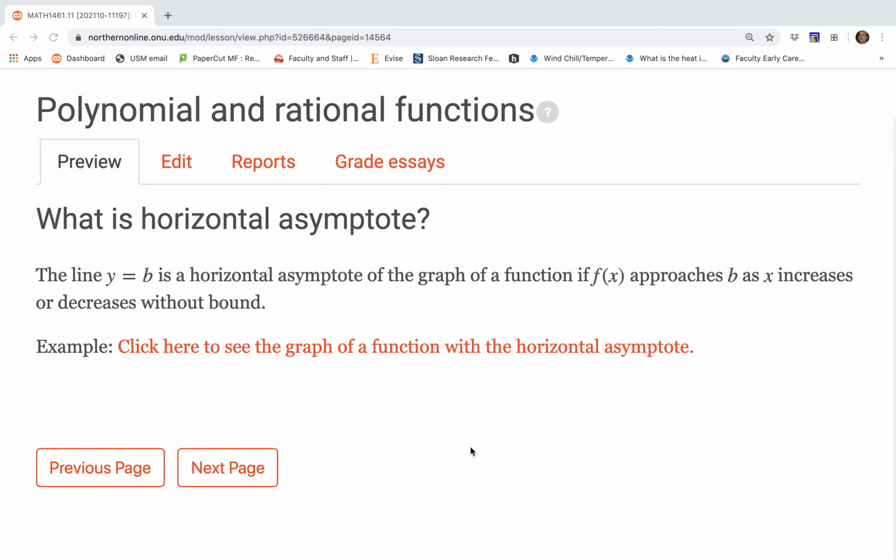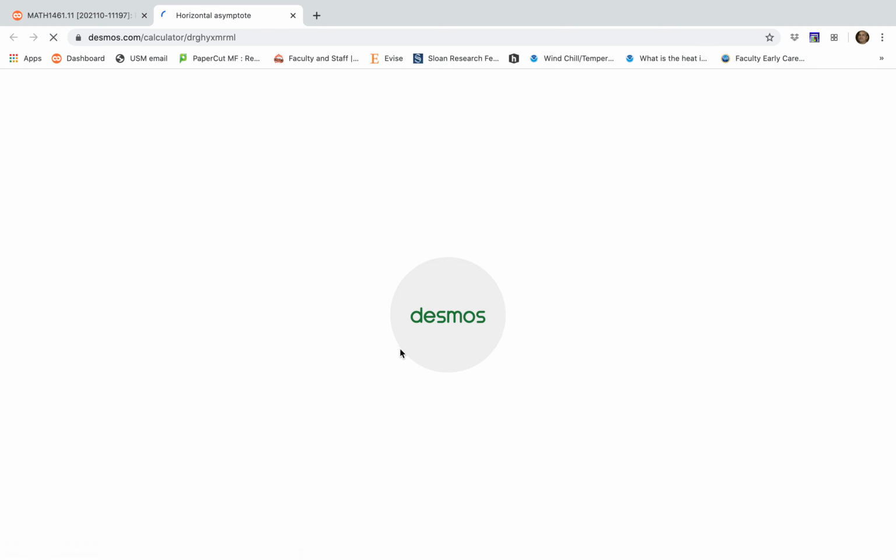Alright, now we will learn what horizontal asymptote means. The horizontal line y equal to b is said to be a horizontal asymptote of the graph of a function if f of x approaches b as x increases or decreases without bound. What does it mean by that? Let's try to see on this example.